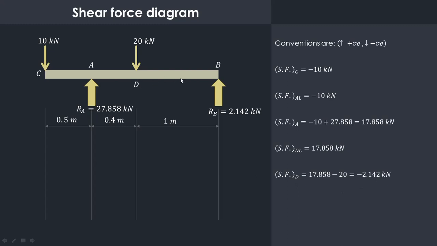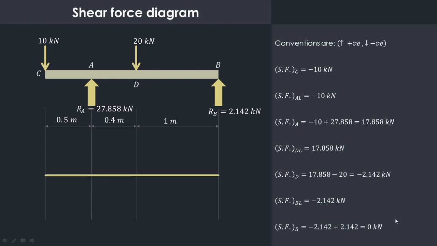Again, from D up to just left of B no other force is acting, so B left will also have the same shear force as that of D, that is minus 2.142 kilonewton. Now exactly at point B there is an upward acting reaction. Upward forces are considered as positive, so minus 2.142 plus this RB, that is 2.142 kilonewton. So total will be 0 kilonewton.